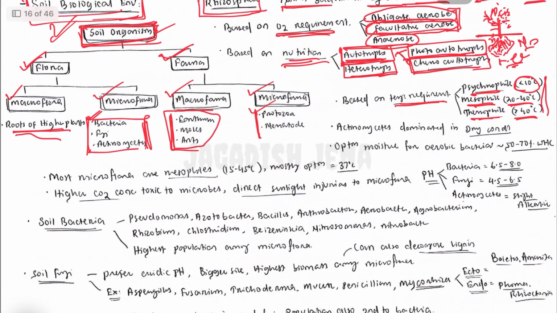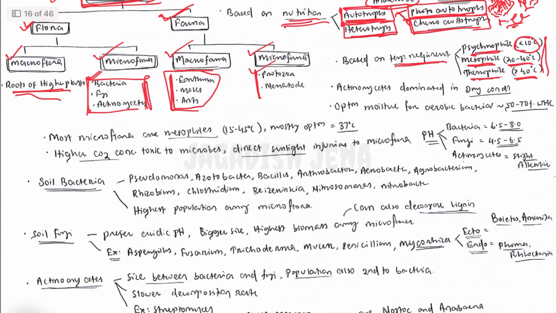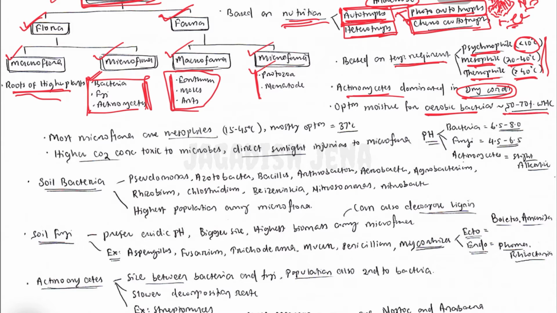And if we talk about different microflora in the soil like bacteria, fungus, and actinomycetes, it is mainly dominated in dry condition or dry soil. Optimum moisture for aerobic bacteria is 50 to 70% of water holding capacity. Most microflora are mesophilic. Okay, mesophilic means the temperature ranges from 20 to 40 degrees Celsius or 15 to 45 degrees Celsius. And optimum temperature is around 37 degrees Celsius. Higher carbon dioxide concentration is toxic to microbes. Even direct sunlight is injurious to microflora.